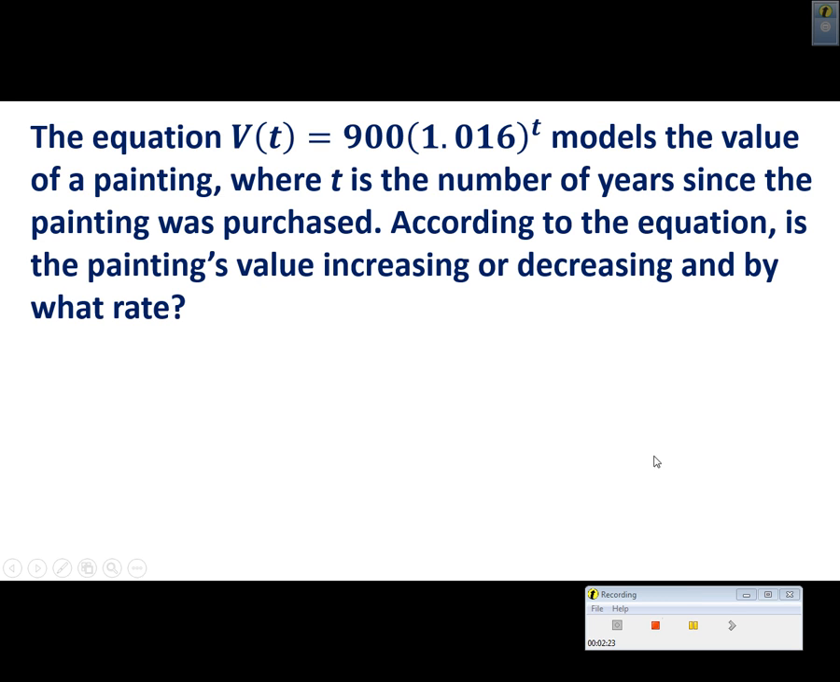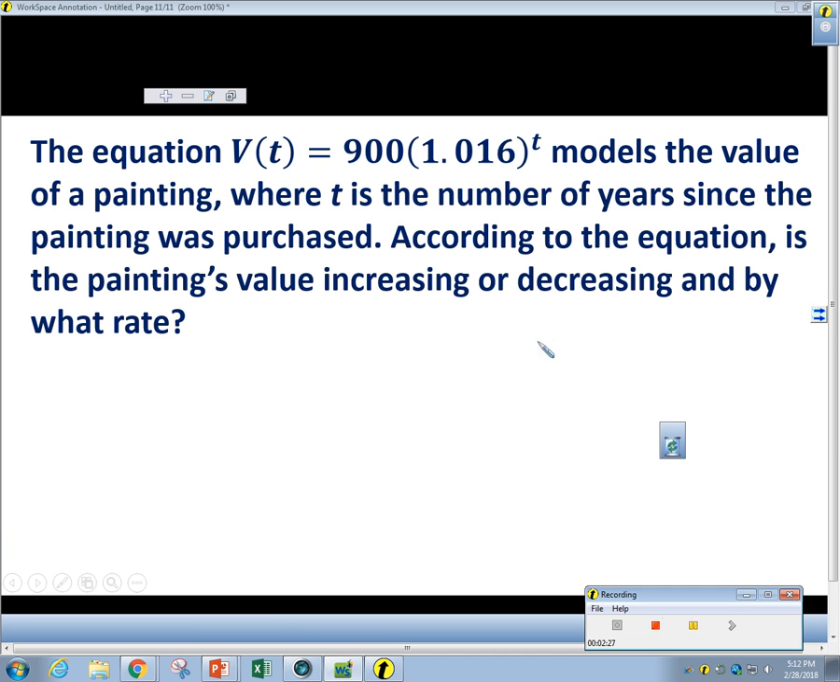All right, here we have another equation, so that's fun. We're going to mark that. And it's modeling the value of a painting. So a lot of times paintings and art are going to go up in value instead of down, and we can tell that that's what's happening because this has 1.016. It has a number bigger than 1 that we're multiplying by. So it starts out at $900 and it goes up a little bit.